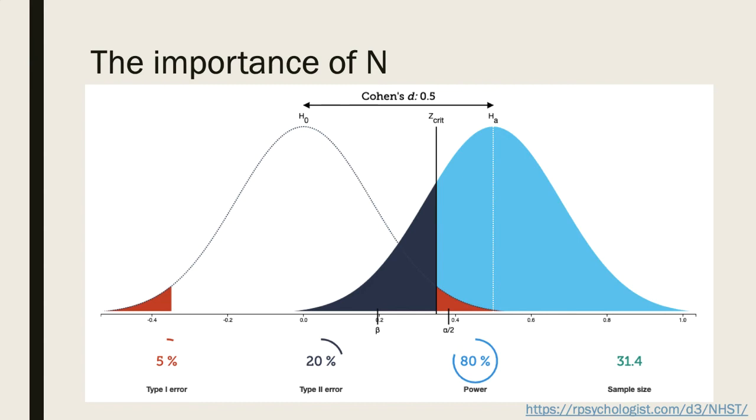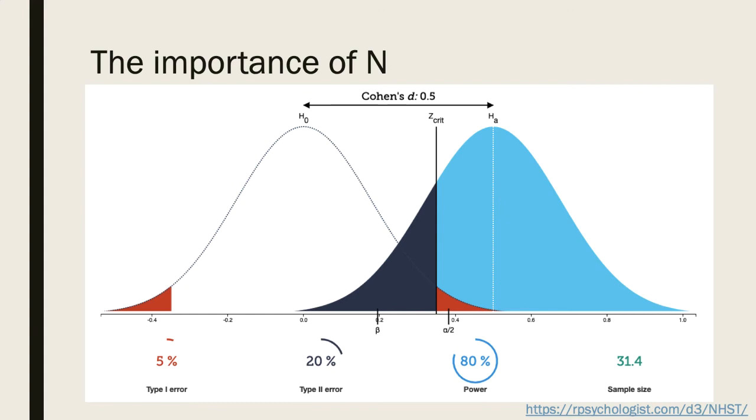So this is what we're taught to do. You should have a power of at least 80%. That means if you're actually studying something from the alternative distribution, you should detect it 80% of the time. That entails that 20% of the time we will make a mistake such that we will be studying a true effect, but we'll say, well, it's not there. And in order to detect a Cohen's d of 0.5, we need a sample size of about 31.